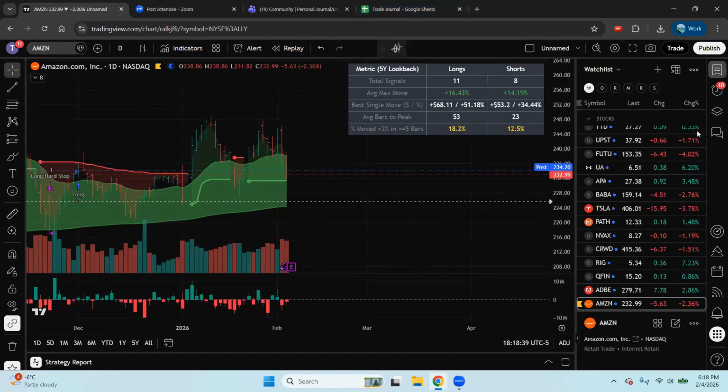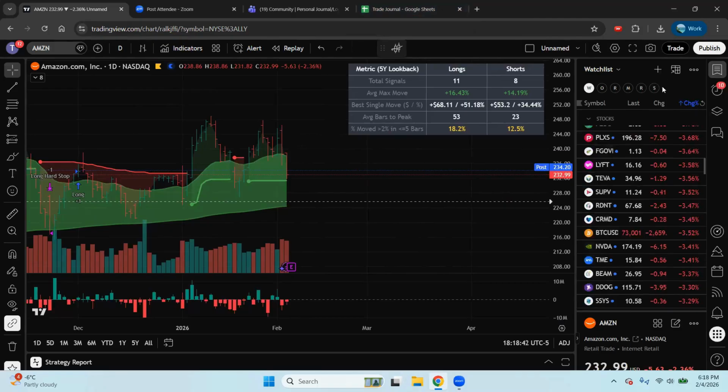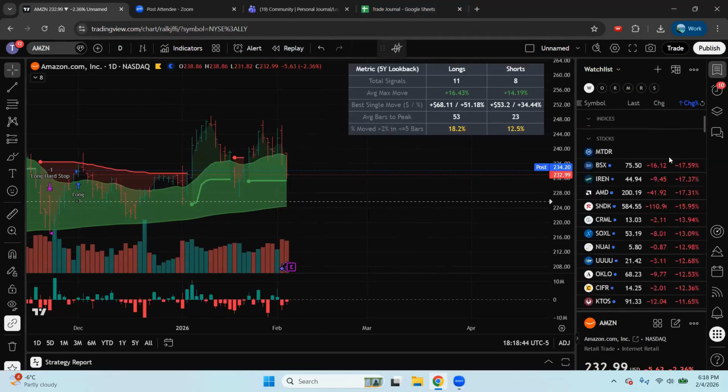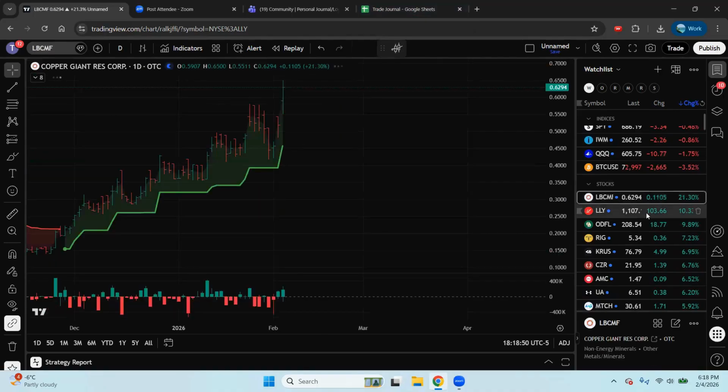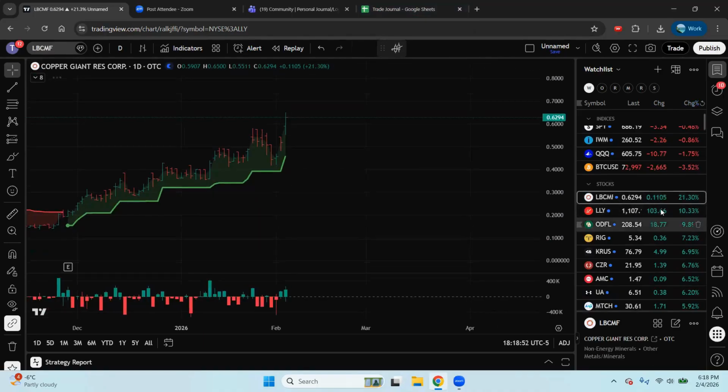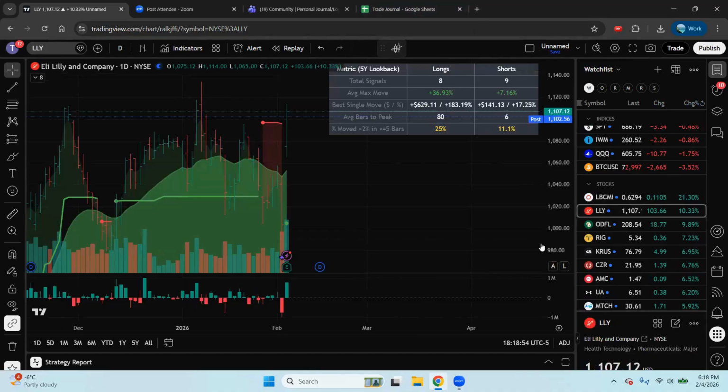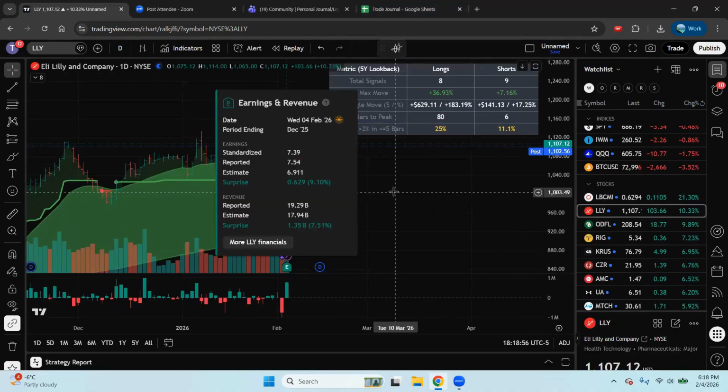Did we have anything else that was moving after hours? I will talk about Bitcoin. I know we did talk about that in the market chat. There's good old Copper Giant that we were talking about with Richard. Lilly having a good day, and that looks like an earnings beat. Estimate 690, reported 750.